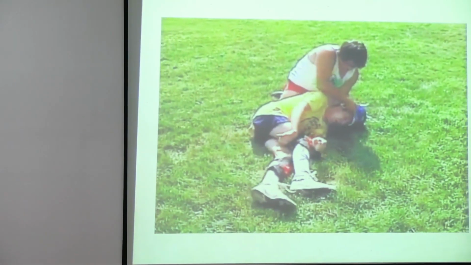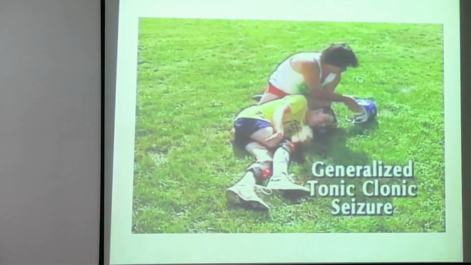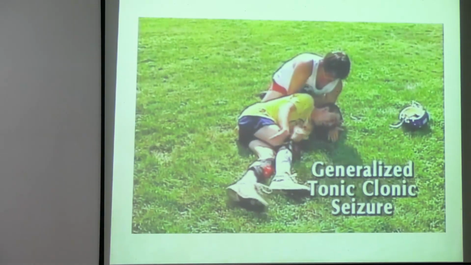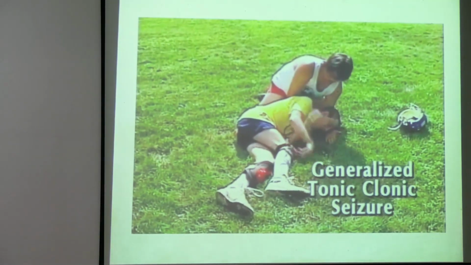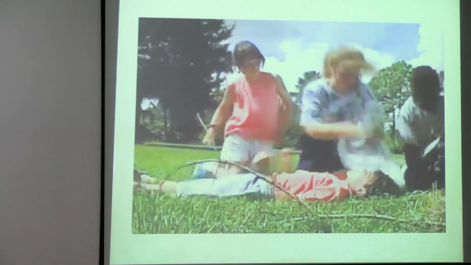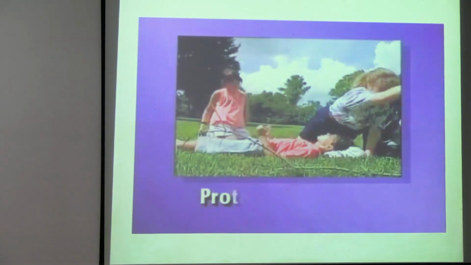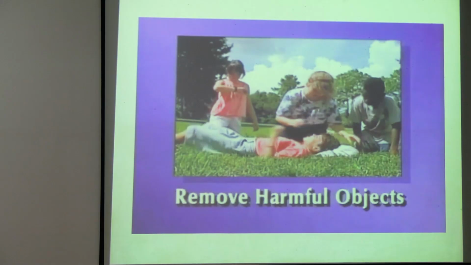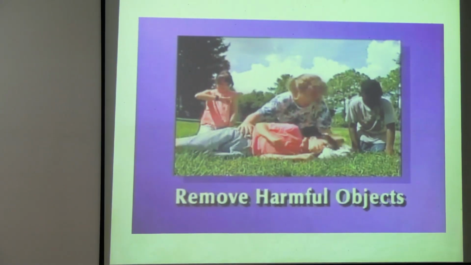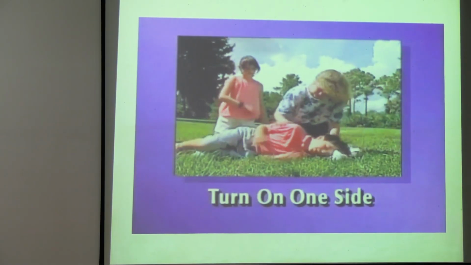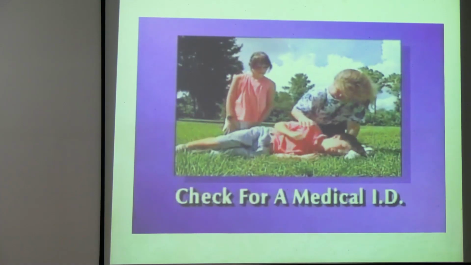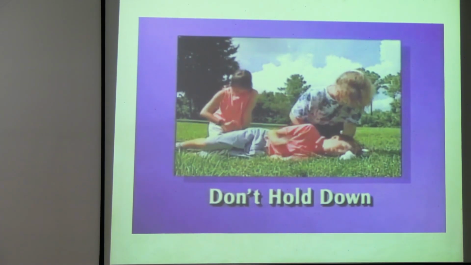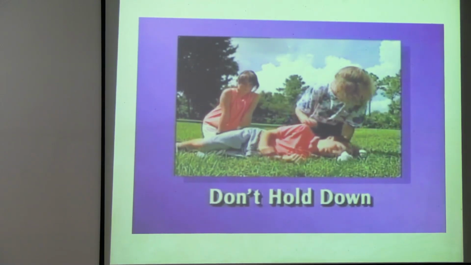This is a chronic condition. It's caused by a disturbance in the brain's electrical activity. First aid procedures are simple. Protect from injury, especially to the head. Remove glasses or other potentially harmful objects. Turn on one side to prevent choking. Check for medical ID. Don't put anything in the mouth. And don't hold down, because restraint could cause swelling and muscle injury.